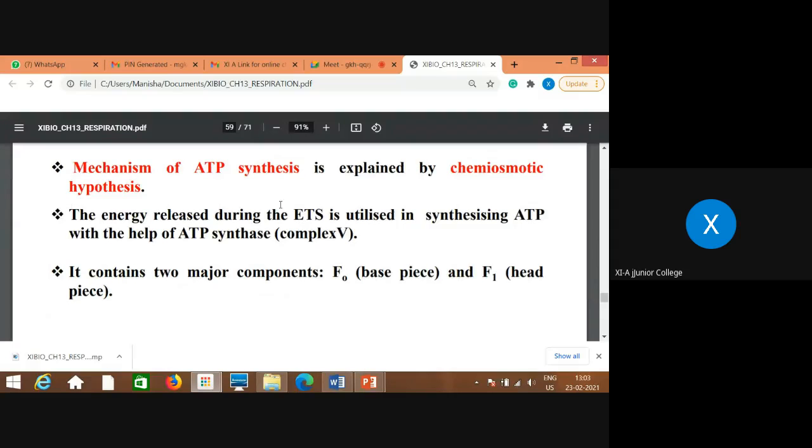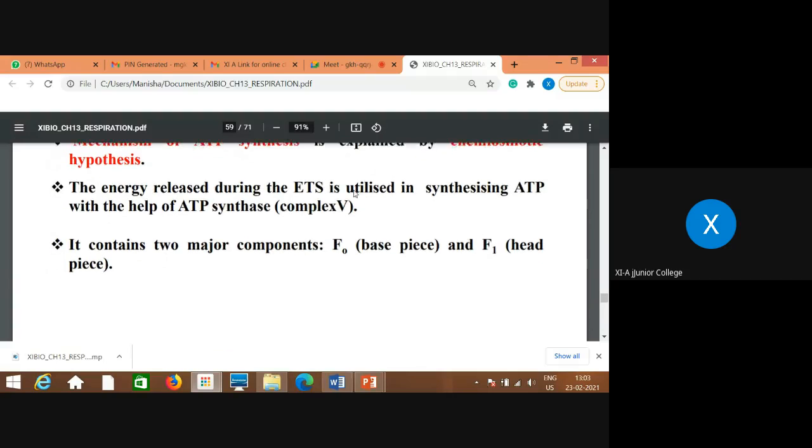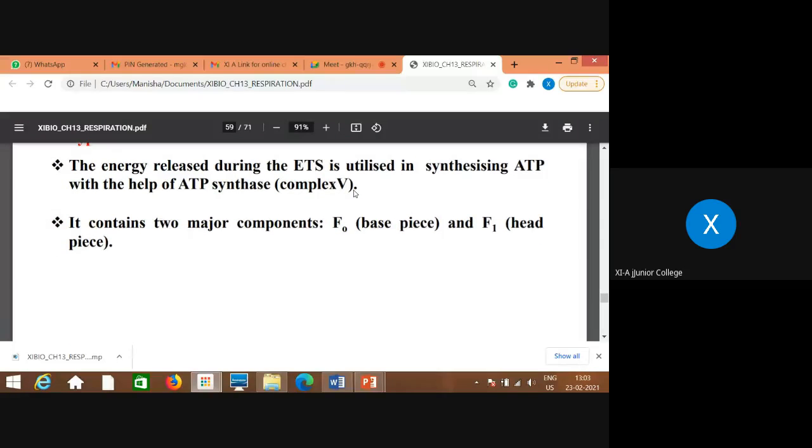The mechanism of ATP synthesis is explained by the chemiosmotic hypothesis. Now you don't stress on this word. It gives a little bit of a different meaning, so I don't want to keep you in that confusion.